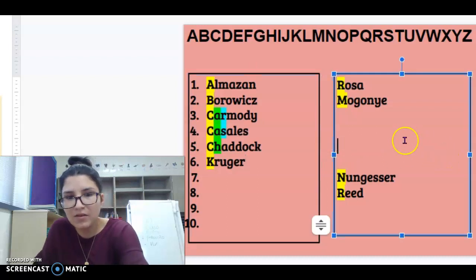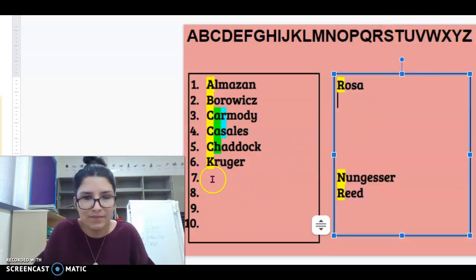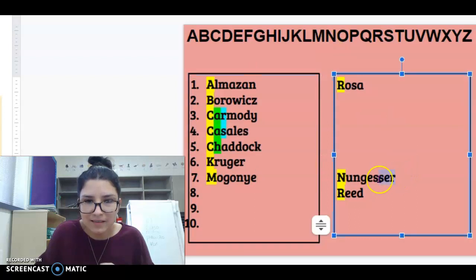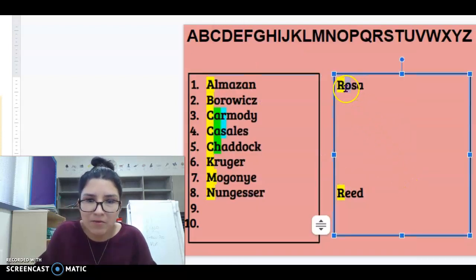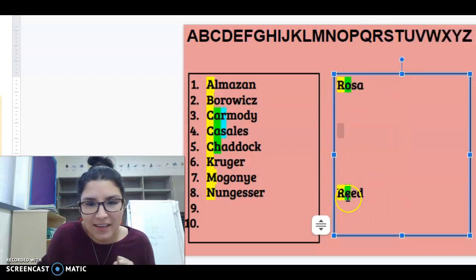All right, let's keep going. We have L. M. Yep, Magoni would go next. Okay, now we have N, which would be Miss Nungesser. And then Reed and Rosa. We're going to do the same thing. I'm going to highlight them. We have Reed and Rosa. E comes before O, so Reed would go next.